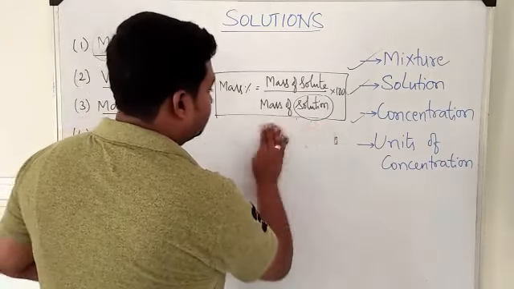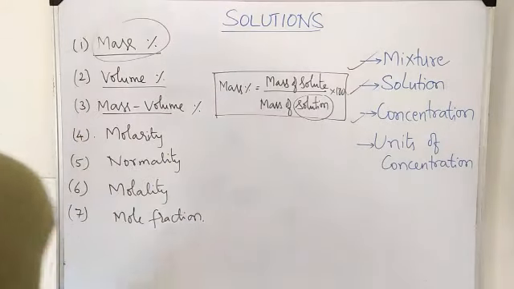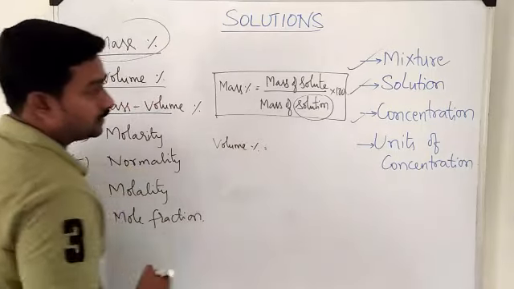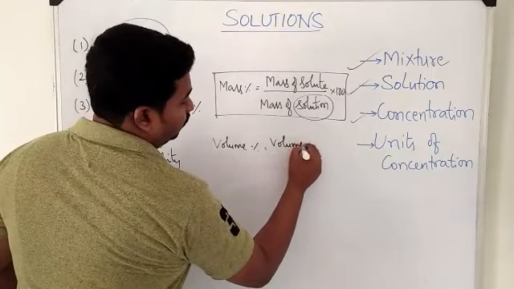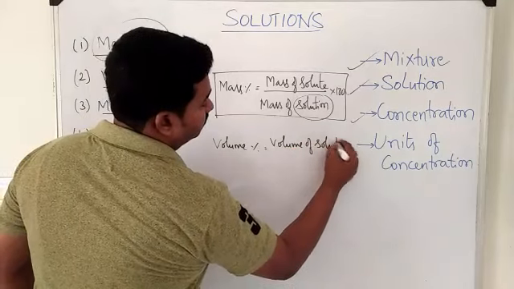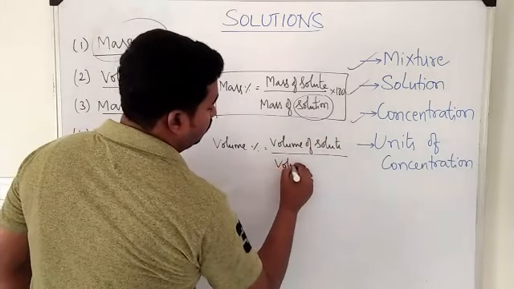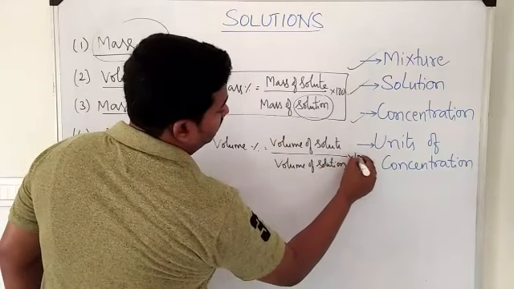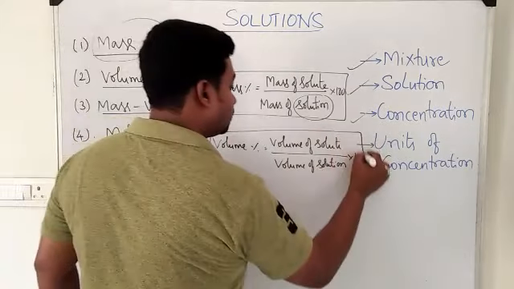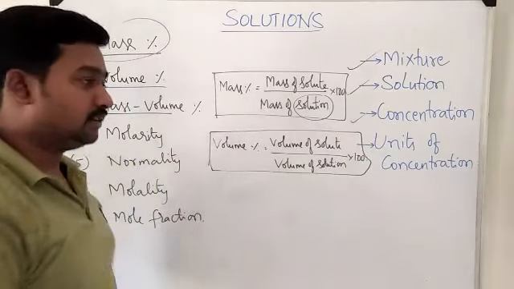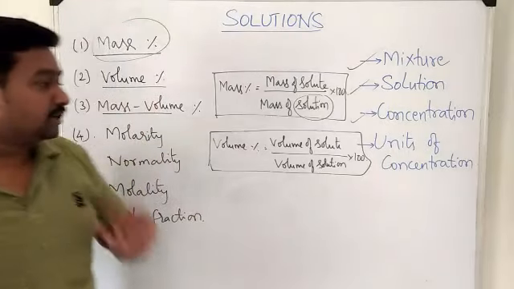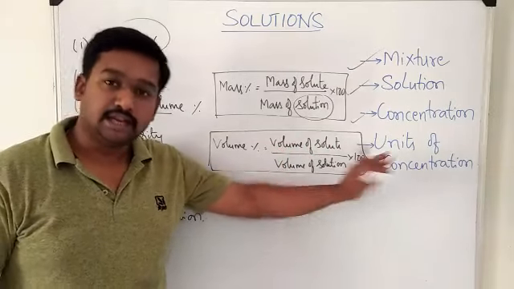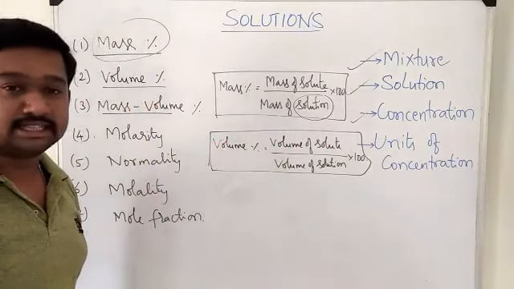Next, let us see what is volume percentage. This is volume of solute by volume of solution into 100. It is useful if the solute itself is a liquid. Volume of solute by volume of solution into 100 makes it volume percentage.